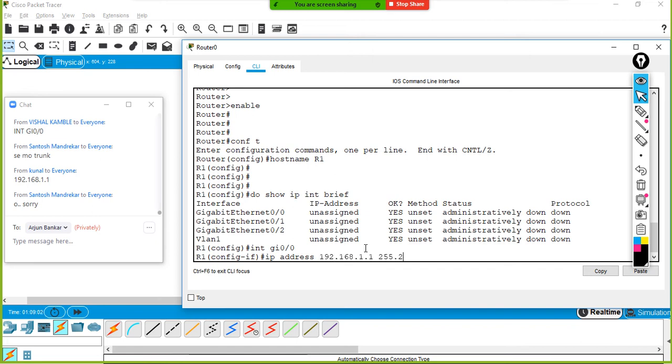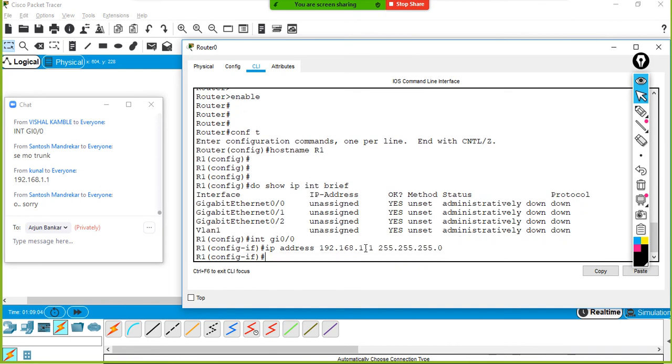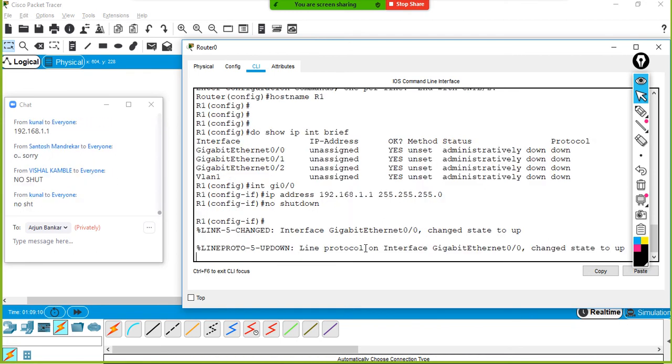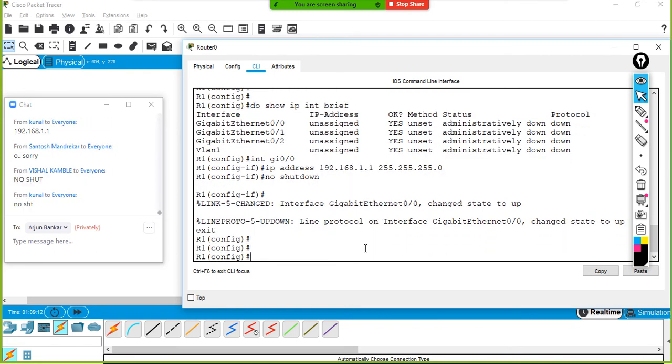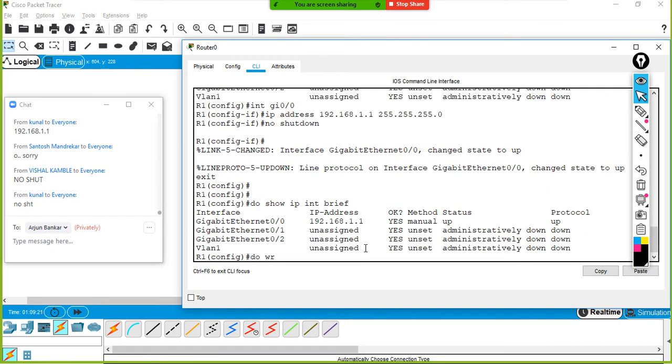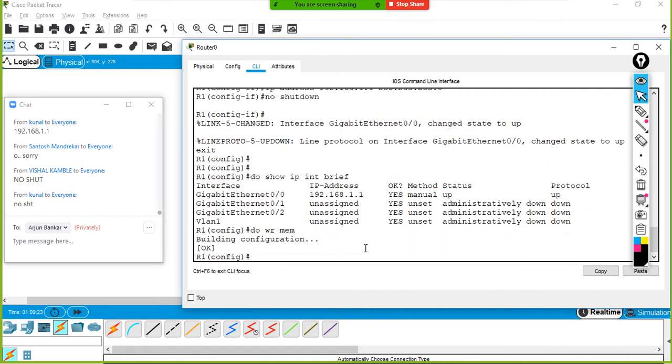192.168.1.1, then 255.255.255.0. Then after that, what you need to type, guys? You need to type no shutdown. That's good. Now what else we need to do? So if you want to verify this, you need to type do show IP interface brief. Then save this configuration. Up to now, is it clear, everybody? Yeah, everyone is clear or not, guys?